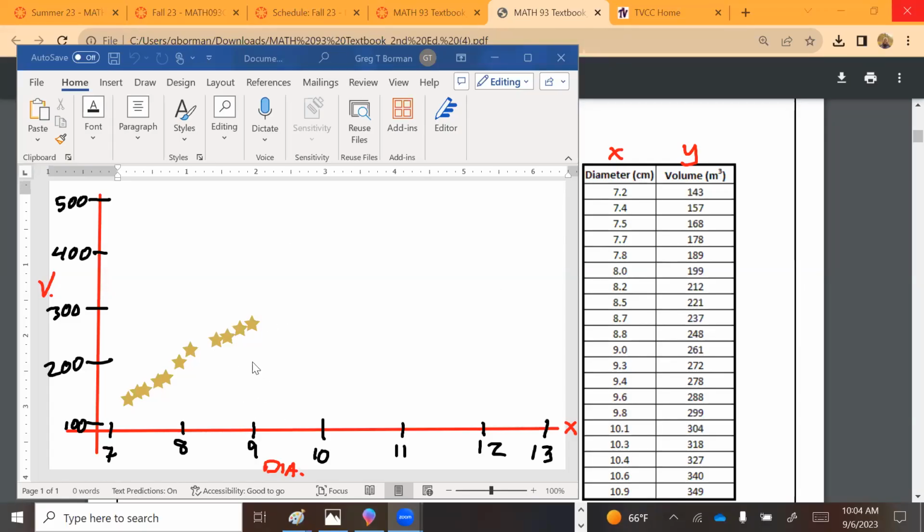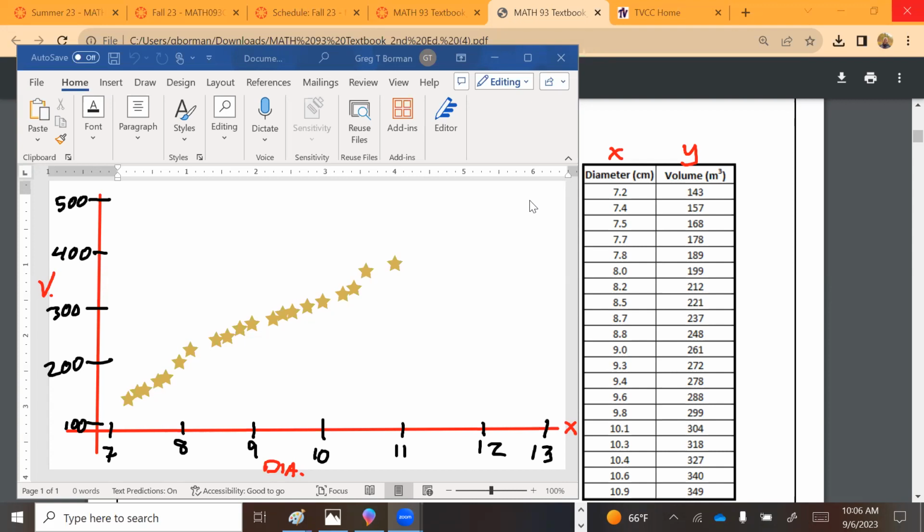You can kind of see how things have changed a little. I'm going to pause again. Okay, and so there's all of the data graphed. No, it's not perfect, but it's pretty good. Again, if we're doing this for a job, we'd use a computer to make the graph look a lot better.